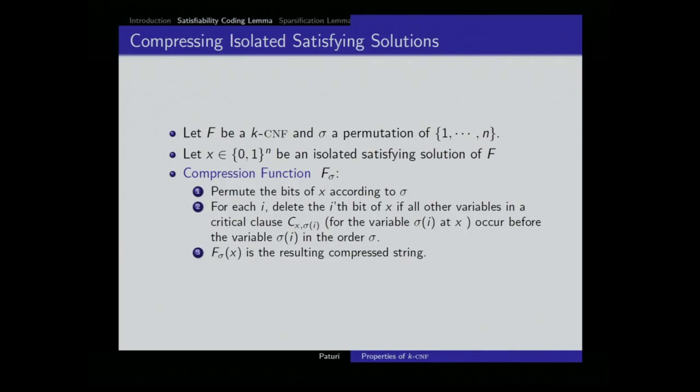If there is a clause that contains this variable as a unit clause, so that means there is a clause that only contains this variable, then we know that variable must be set to 1. So rather than setting the variable, we simply delete that particular variable from the satisfying assignment. So we are going to get rid of some of the bits from X based on this permutation, and the resulting string is the compressed string.